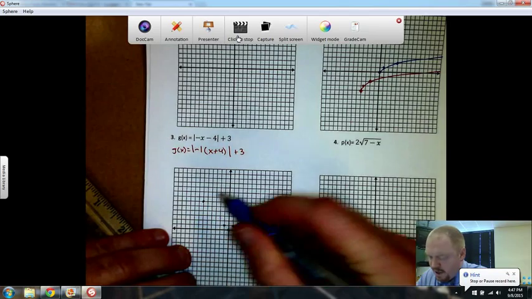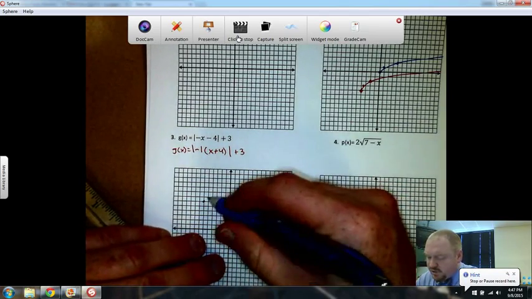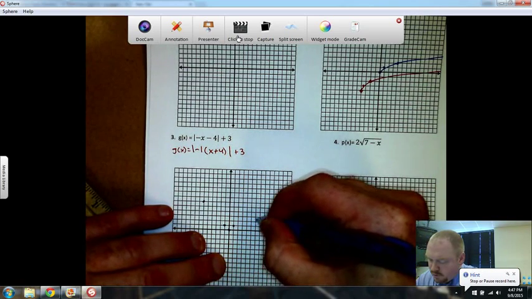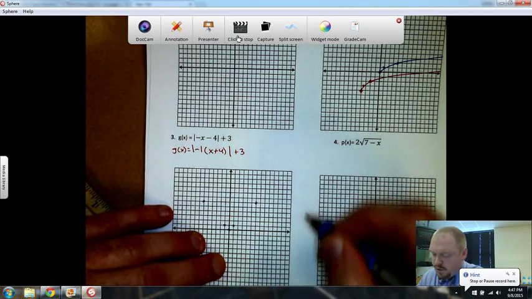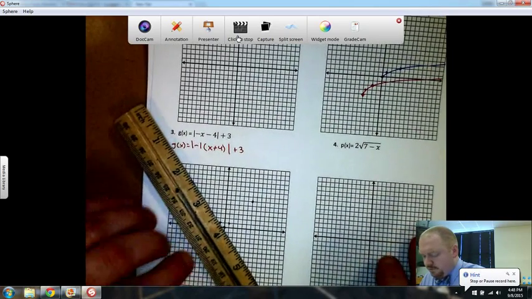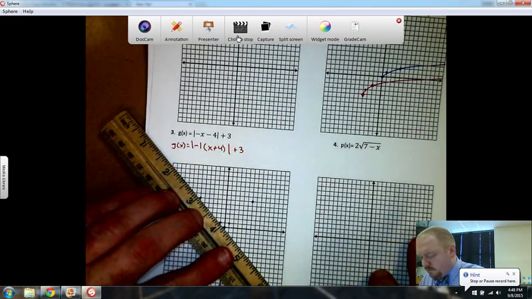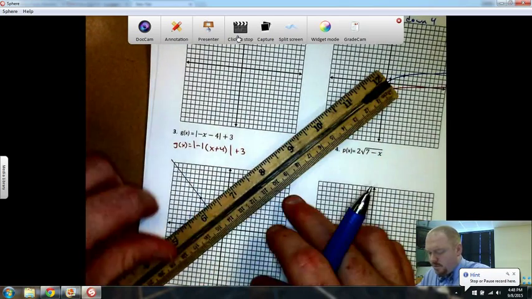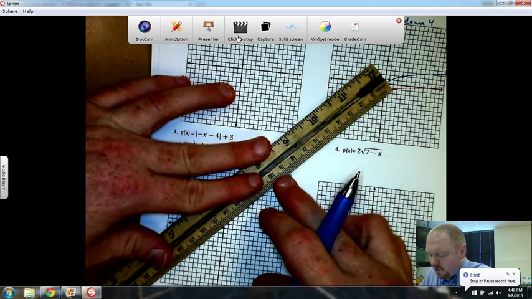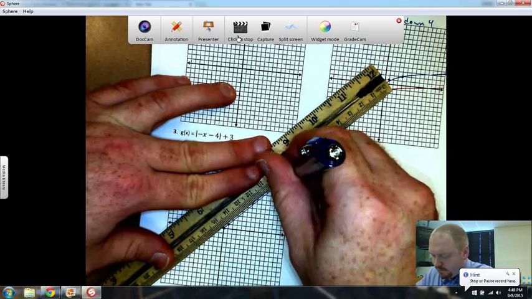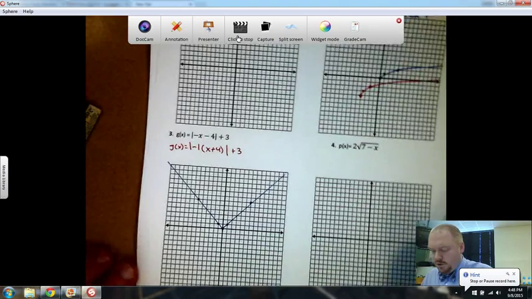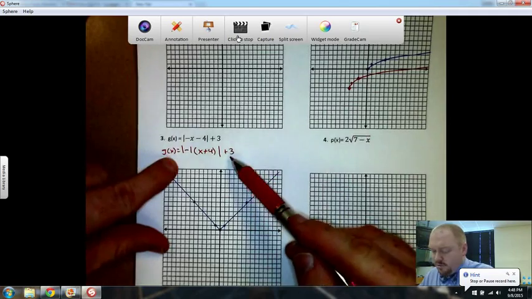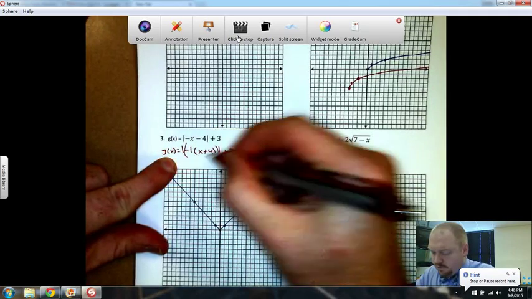I'm adding the -6, and 6, 6, just to give me a little bit better picture. Yes, remember, absolute value gives you a V-shaped curve. And now, start with what's inside the grouping symbols. And I'm going to multiply first.